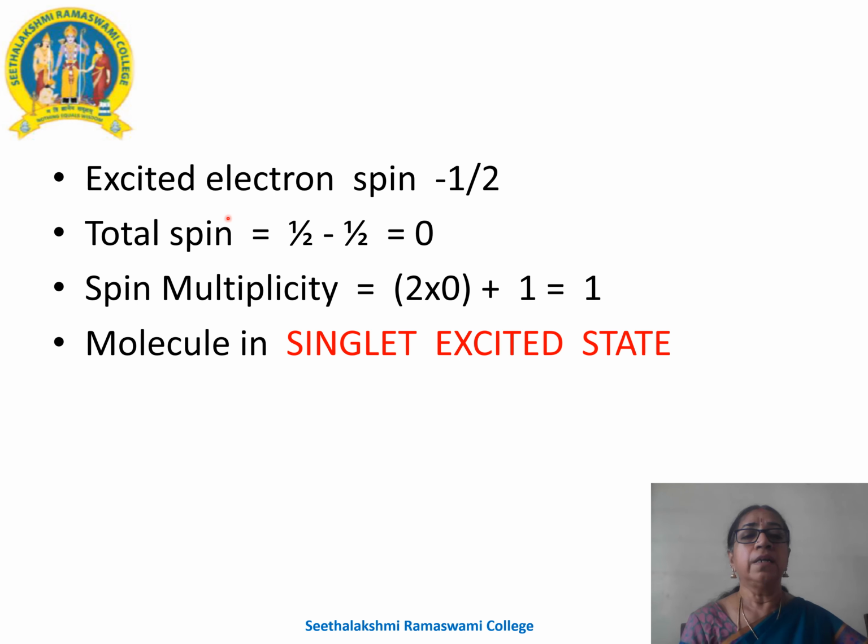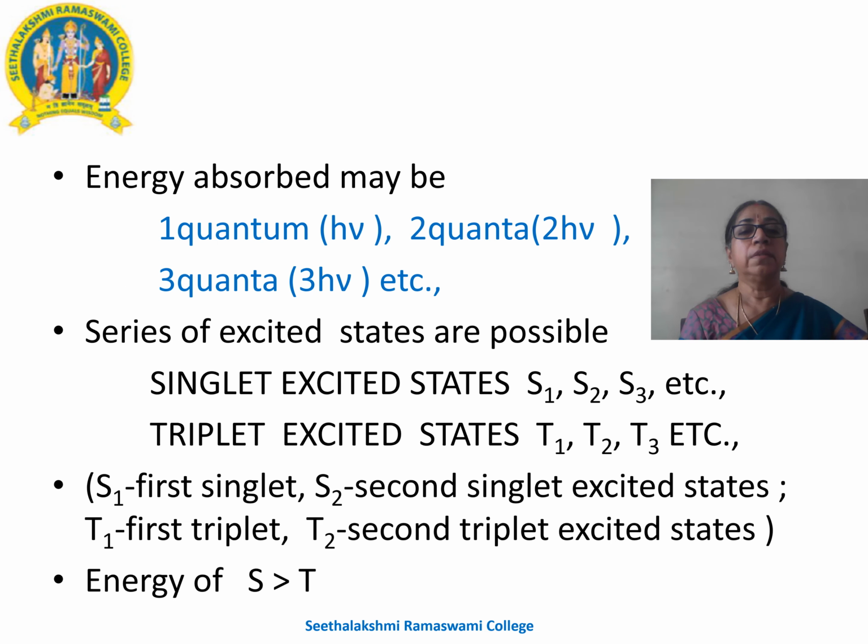That is, if the excited electron has a spin value of minus half, total spin will be 0, spin multiplicity will be 1. Now the molecule is said to be in singlet excited state. Here we have to talk about the next stage of photochemical reaction.